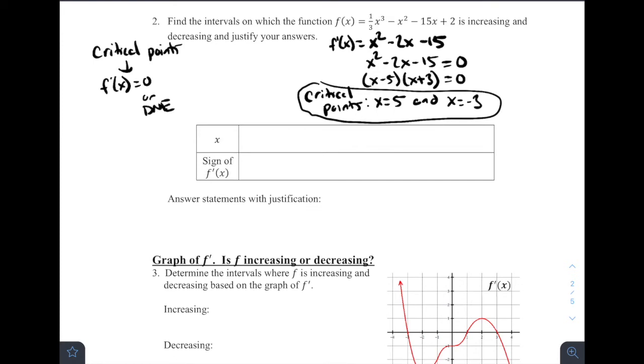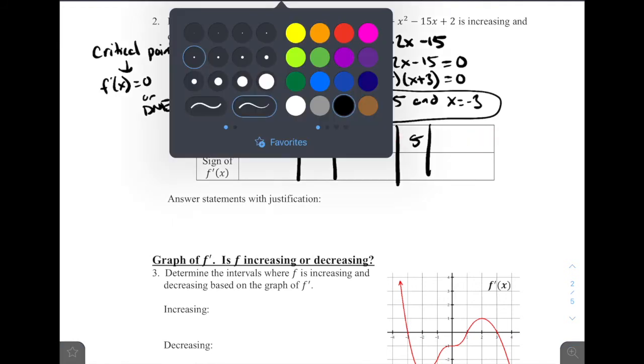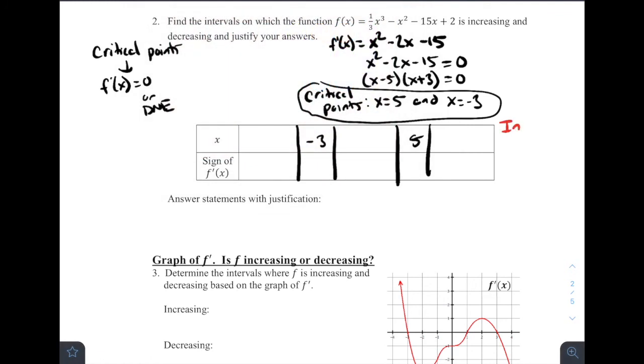Now, the reason, again, why I'm using these critical points is it's going to help me separate my sign chart. So I want negative 3, I want some room, and then I want 5. And again, I want an interval below negative 3, I want an interval between negative 3 and 5, and one that is bigger than 5. We're again going to bring in interval notation to represent the intervals around these critical values. So less than negative 3 would be from negative infinity to negative 3. Between negative 3 and 5 would be like this.